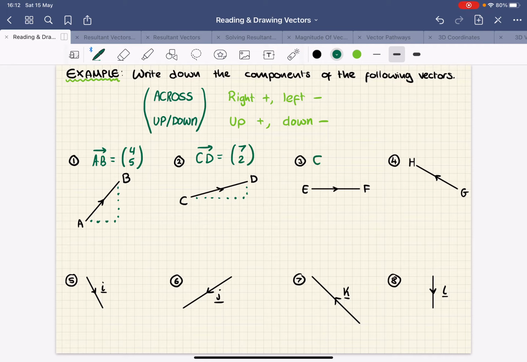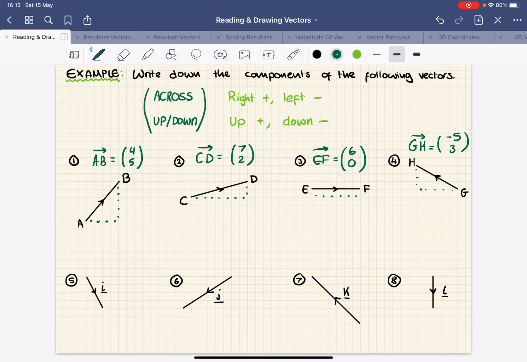Question 3, E to F. So I've gone across by 1, 2, 3, 4, 5, 6. And then I've not gone up or down, so that's going to be a 0 there. And then number 4 here. So this time, making sure I pay attention to where the arrow is, I'm saying G to H. So from G to H, that is going 1, 2, 3, 4, 5. I'm going 5 spaces to the left, so that's going to be a -5. And then 1, 2, 3 up.